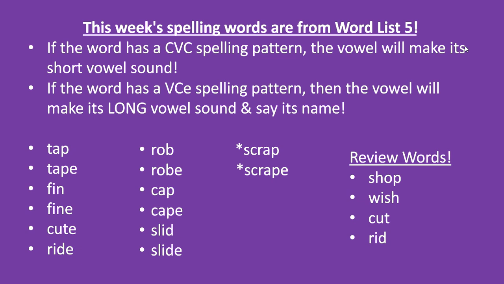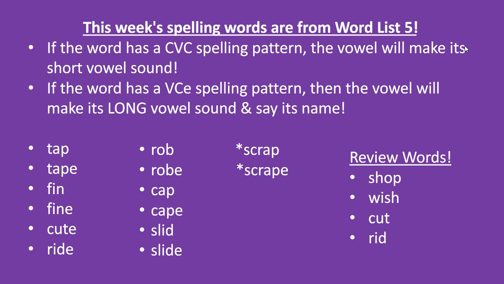This week's spelling words are from Word List 5, and they are a mixture of words with a short vowel sound and words with a long vowel sound. And they're really cool this week because we get to see word by word how changing the spelling pattern can change the vowel sound. So for example, words that have the CVC spelling pattern, that consonant, then a vowel, then a consonant, those are going to have the short vowel sound.